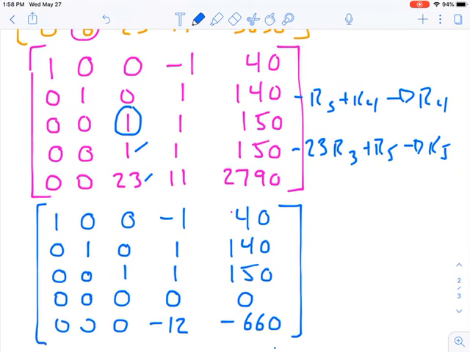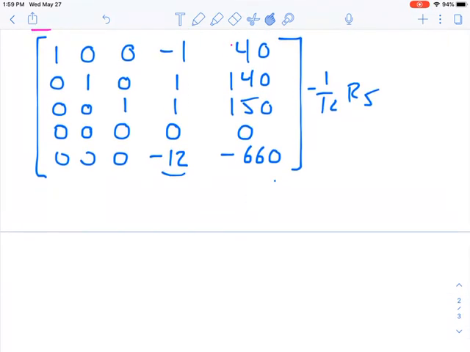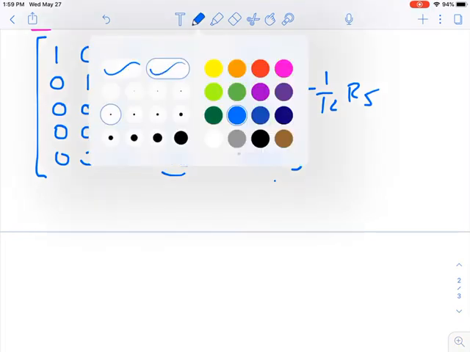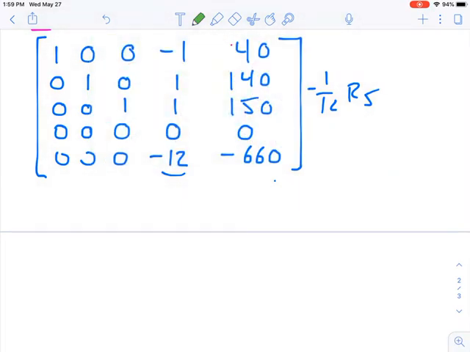We're getting there. We move on to column 4. But before I even do that, I'm going to simplify that last row a little bit. If I was to take row 5 and multiply it by the reciprocal of the 12, negative 1/12 row 5, let's just see what that's going to do for us. Now, the last row is simply going to become 0, 0, 0, 1, and 55. So that simplifies that last row a little bit.